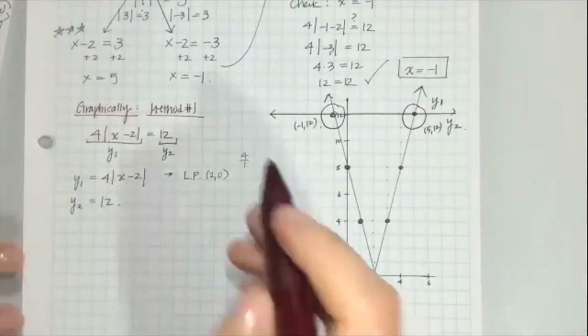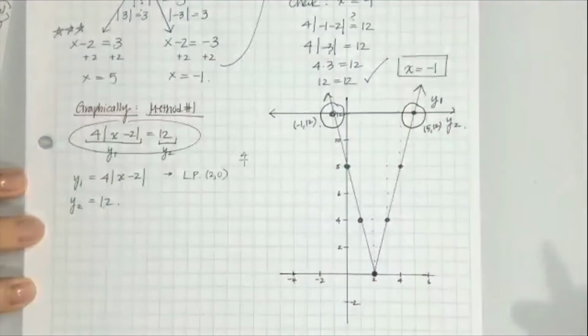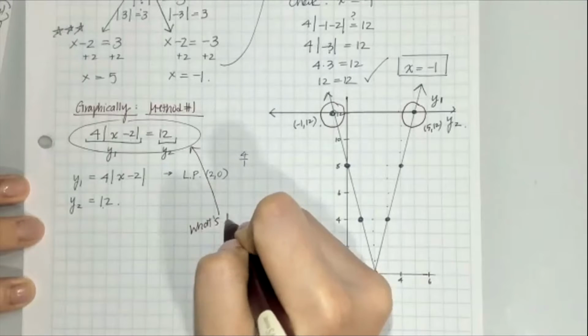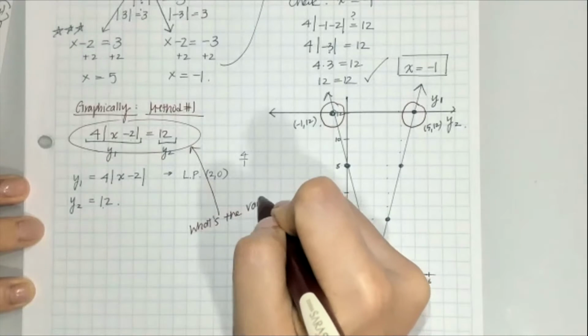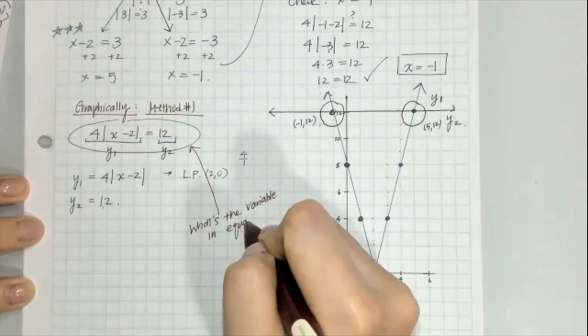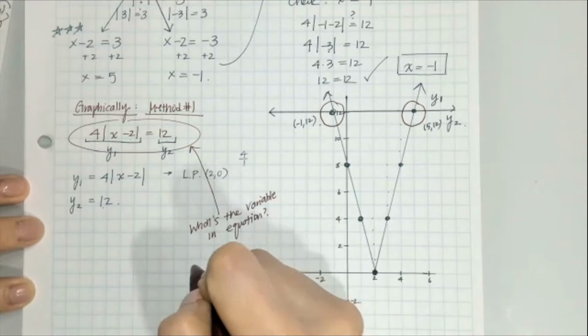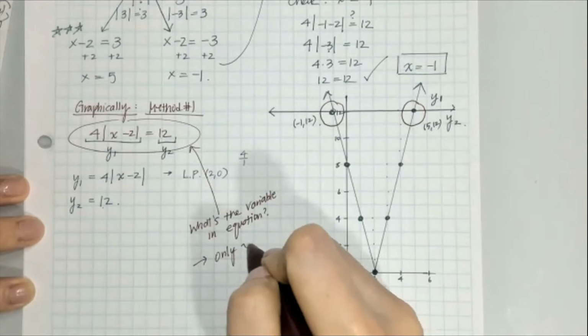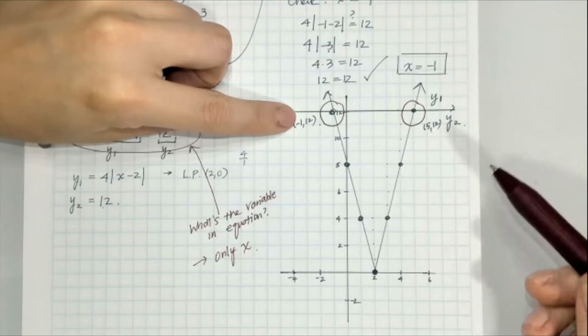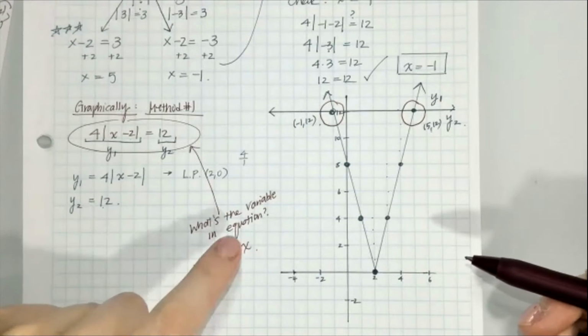But this is a key. Look at the original problem. What's the variable in your equation? The variable that exists in your equation is x, only x. Therefore, don't give me the points. I want you to just give me the x value of your solution.